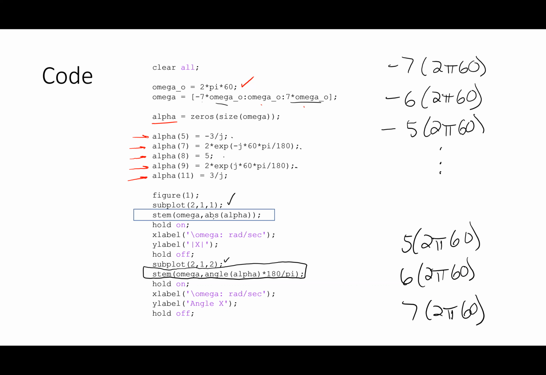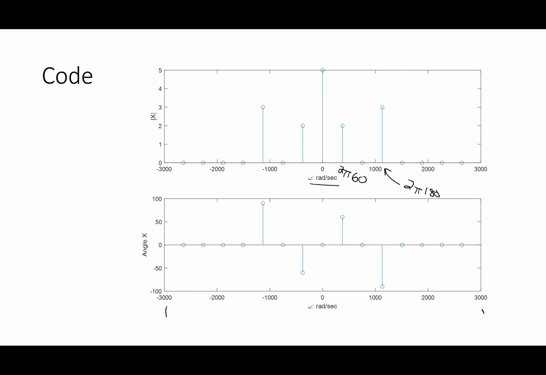So in the top subplot, I've created the magnitude. And notice down here, I've created a second plot. Subplot 2, 1, 2, I did stem, omega, and then the angle of alpha. I multiplied by 180 over pi to convert that to degrees. And there it is, there's my graph. The magnitude up at the top looks exactly like what I would expect. And at the bottom, I've got my angles, which also look exactly like what I would expect if you go back and look at my previous work. All right, that's it.